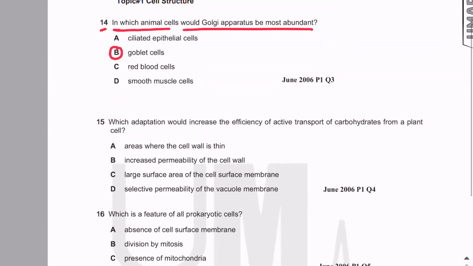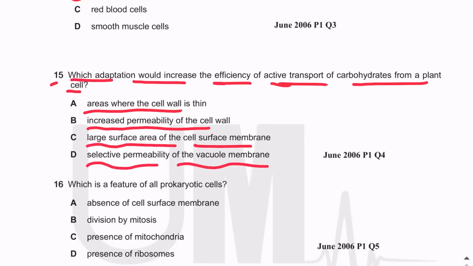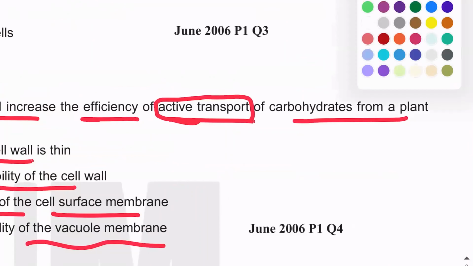Okay. MCQ number 15. Which adaptation would increase the efficiency of active transport of carbohydrates from a plant cell? Okay. So what do you think? Areas where cell wall is thin, increased permeability of the cell wall, large surface area of the cell surface membrane, selective permeability of the vacuole membrane. Okay, so you need to know, basically this MCQ is from the cell membrane chapter. It's linked with the cell structure, but basically it's the MCQ from the cell membrane chapter. So let me tell you that for active transport, what are required?